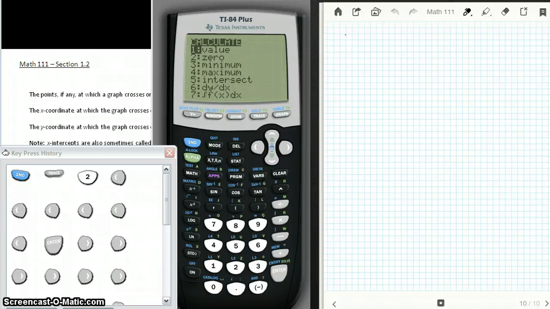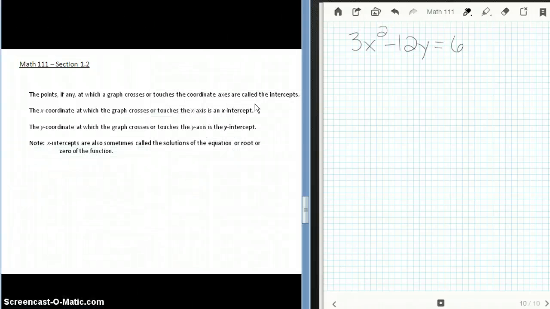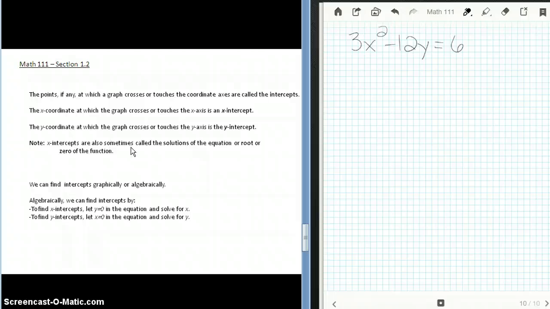Okay, so let's find the intercepts algebraically for this same exact equation, right? So we had 3x squared minus 12y equals 6. So how exactly do we find x and y intercepts algebraically? Well, let's see. I bet I probably have it written down for you. Yep. We can find them graphically or algebraically, and here I've outlined how to find them algebraically, okay?